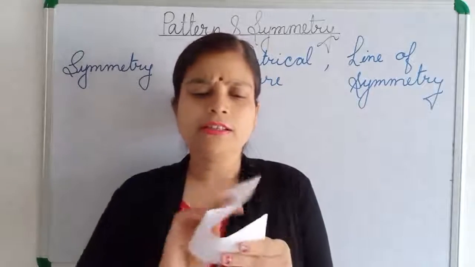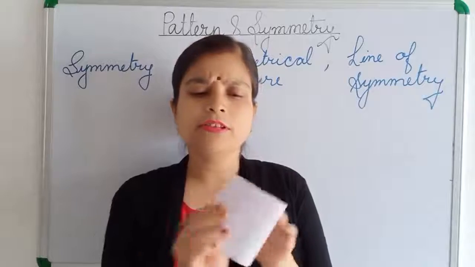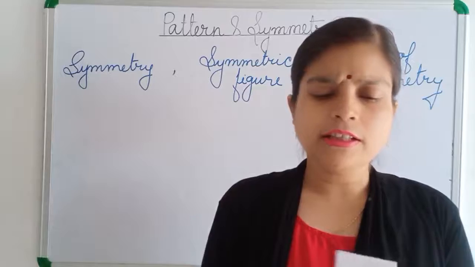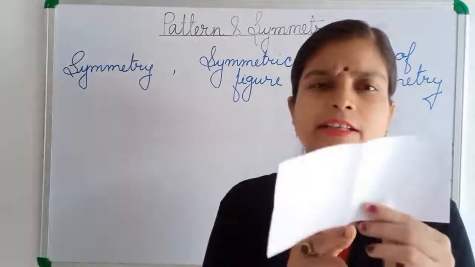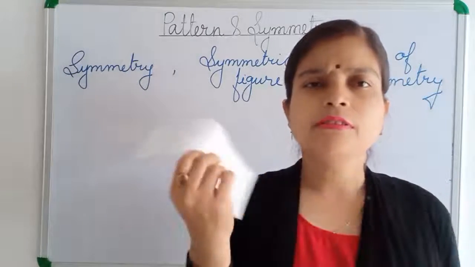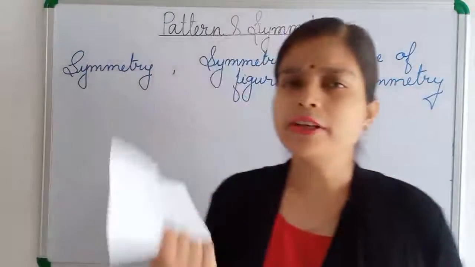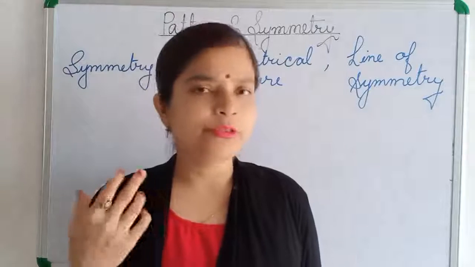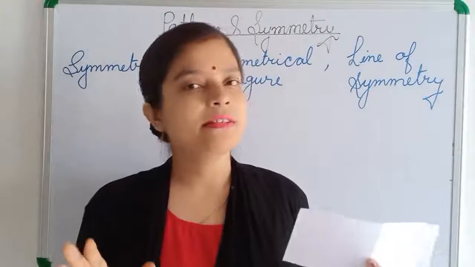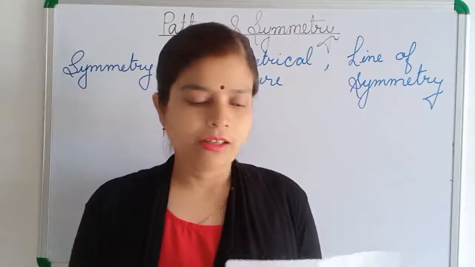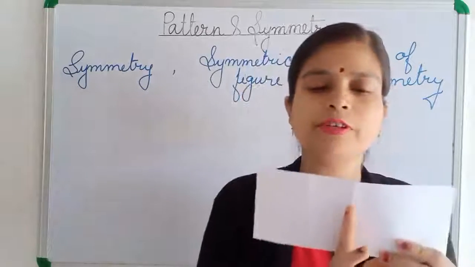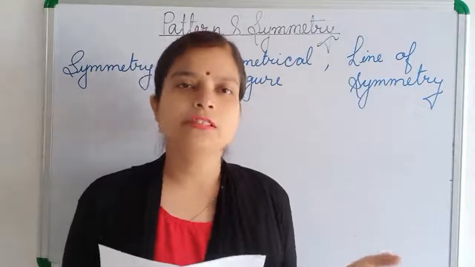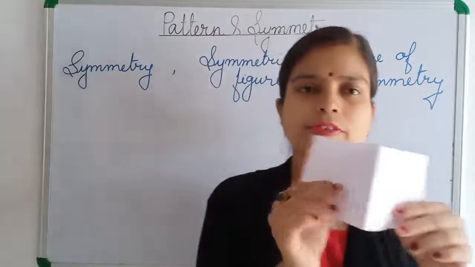And we can see that if it is covering each other, it is not coming out from this side or that side, means it is equal. So these are the equal halves, and we have divided from this line. So this figure is known as a symmetrical figure, okay? The figure which we can divide into two equal halves is known as a symmetrical figure. And the line through which we can divide it into two equal halves is known as the line of symmetry. So this is the line of symmetry.